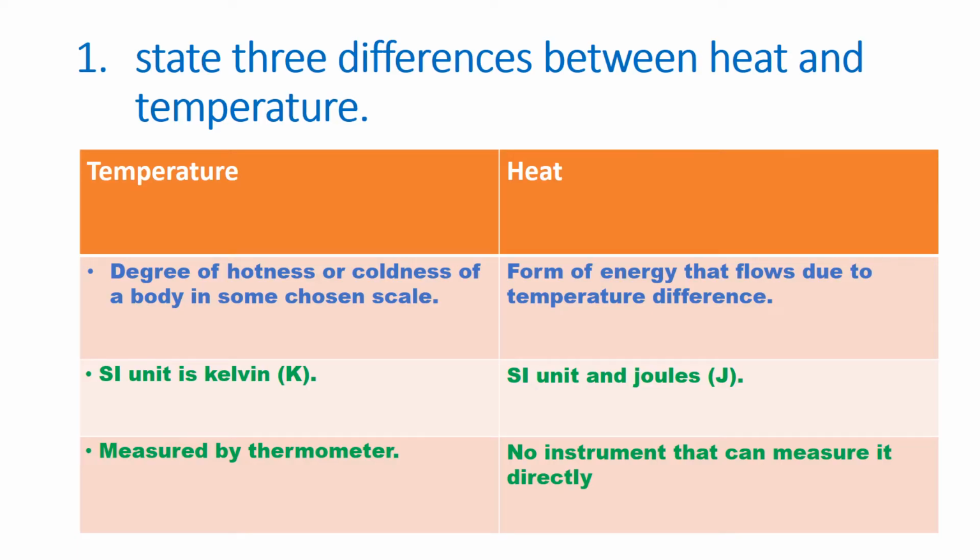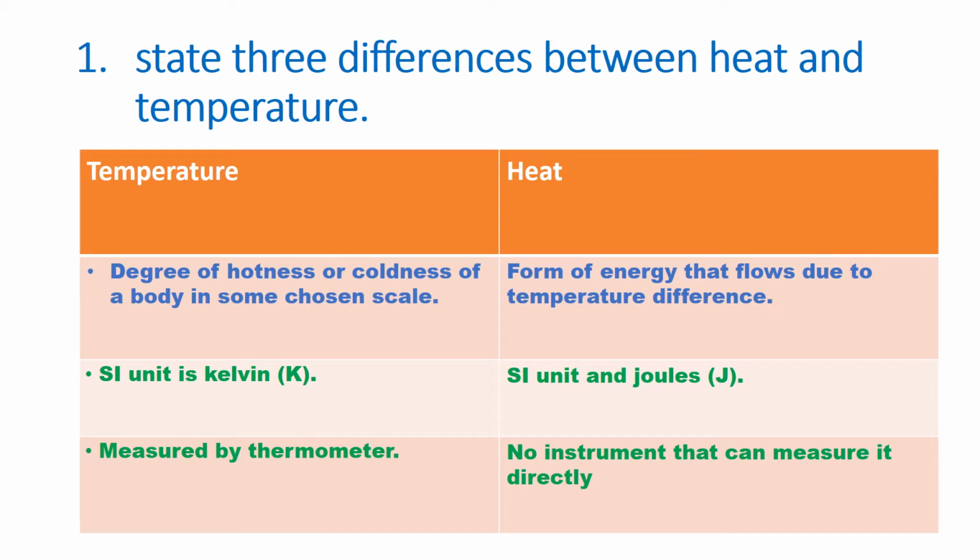A common question in this topic is, state three differences between heat and temperature. Temperature is the degree of hotness or coldness of a body on a chosen scale, while heat is a form of energy that flows due to temperature difference. So while heat is a form of energy, temperature is the degree of hotness or coldness.